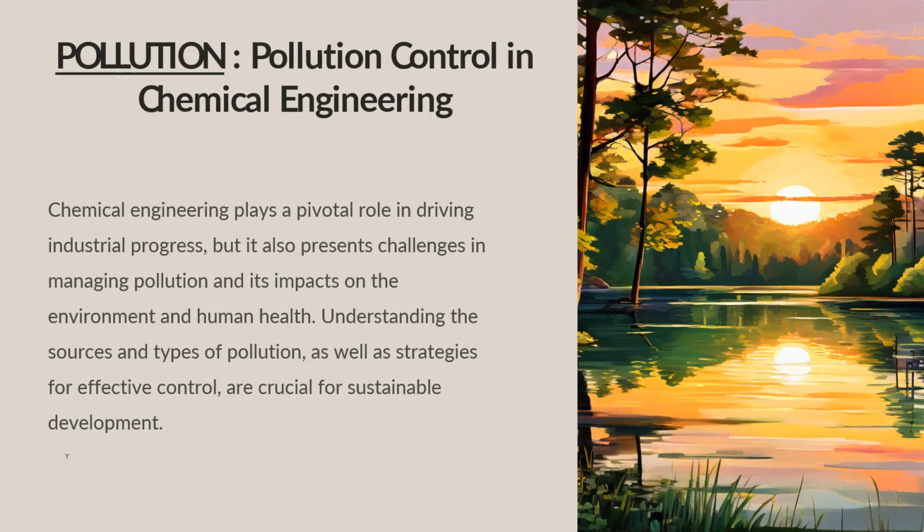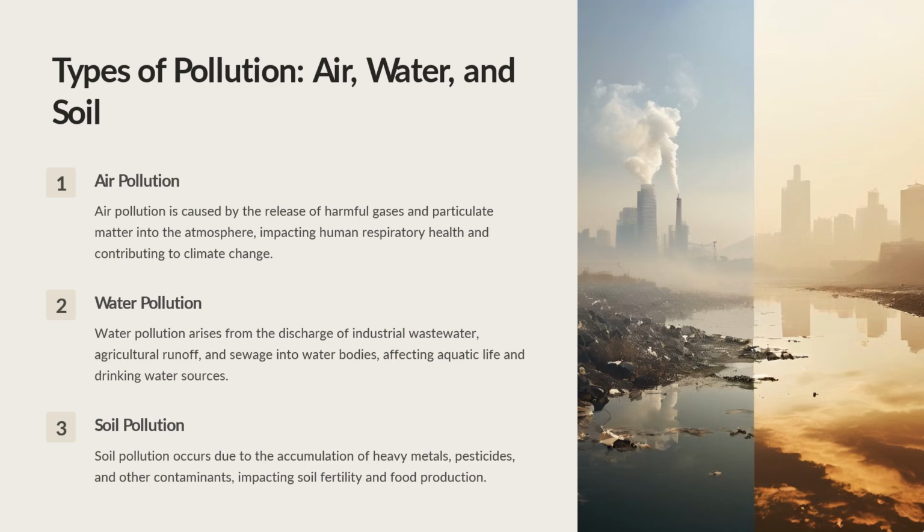Okay, so to the second part of our presentation, we have pollution control in chemical engineering. Chemical engineering plays a pivotal role in driving industrial progress, but it also presents challenges in managing pollution and its impacts on the environment and human health. Understanding the sources and types of pollution as well as strategies for effective control are crucial for sustainable development. Types of pollution: we have air pollution, water pollution, and then soil pollution.